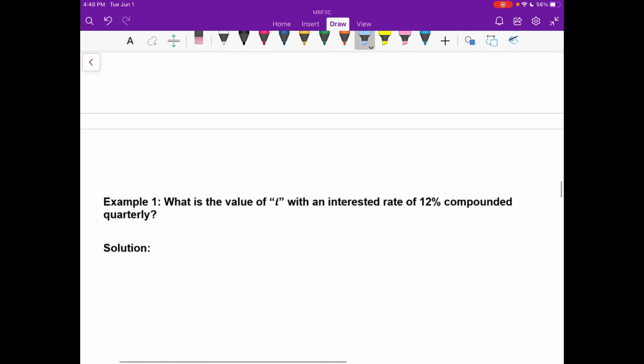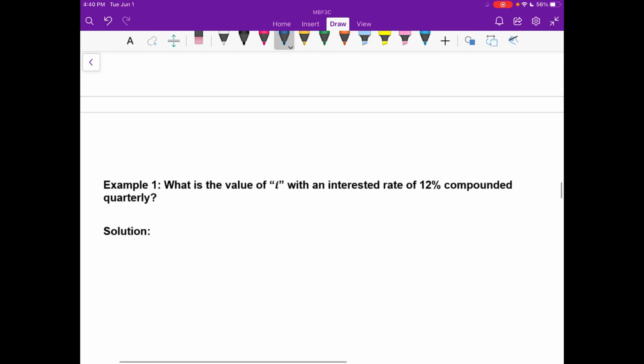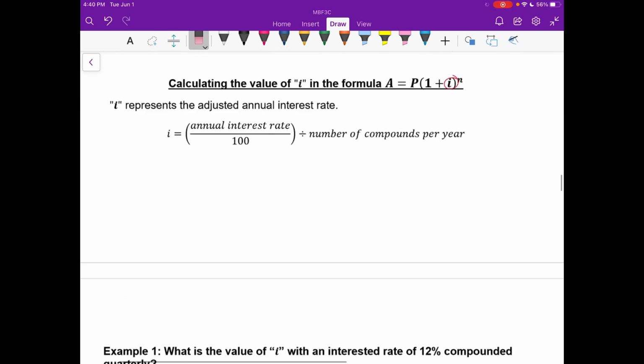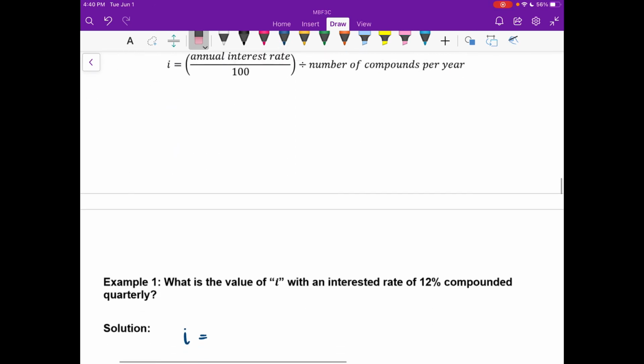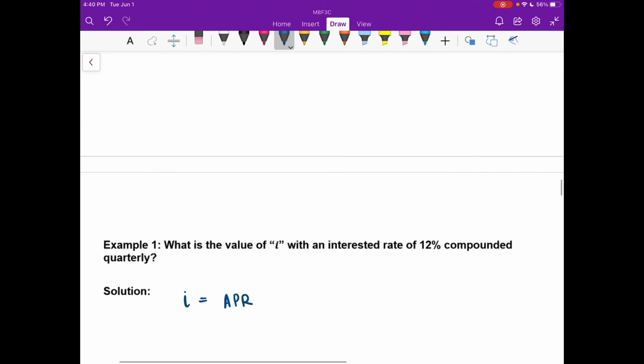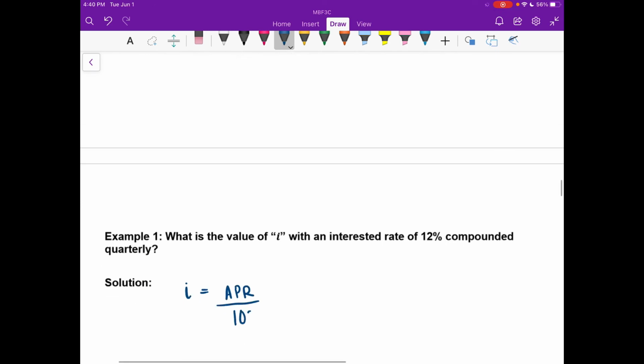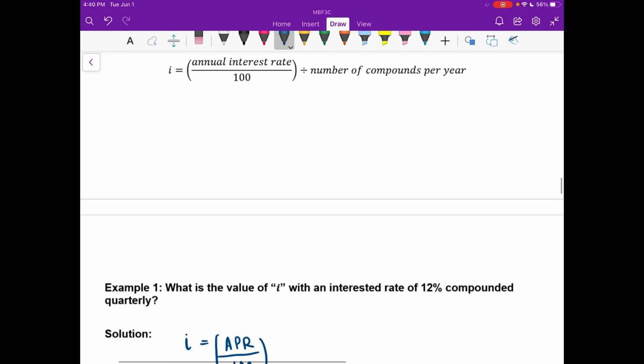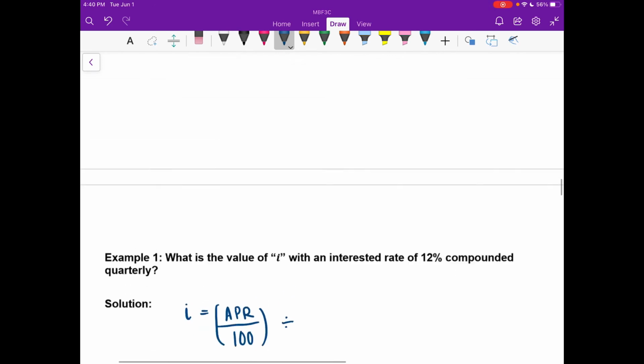So let's do a couple of questions. What's the value of I with an interest rate of 12 compounded quarterly? So I'm going to write the equation back down. It's going to be the annual interest rate, usually written as APR, divided by 100, divided by the number of compounds per year.